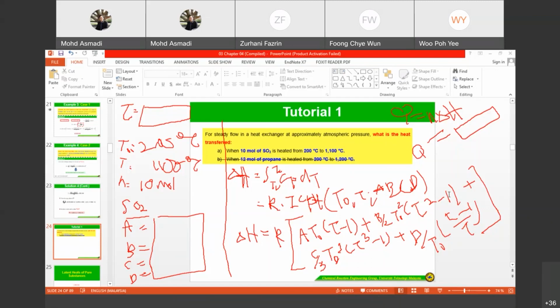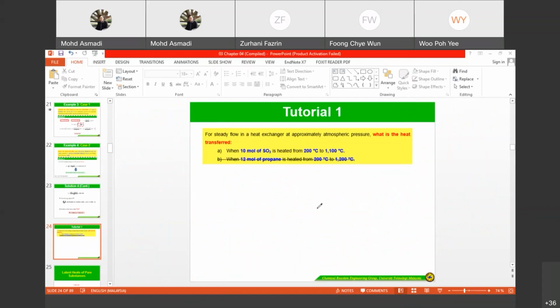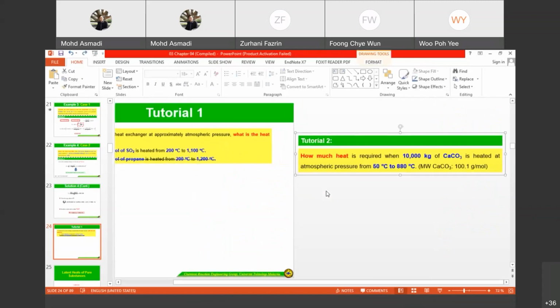470. Okay, that is the answer. Please do not send privately, just share with your friends. Everyone should know the answer. I don't need the answer. So the answer is 470 kilojoule. That's the answer.